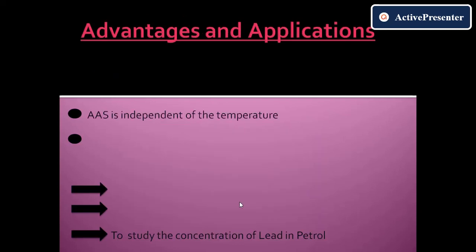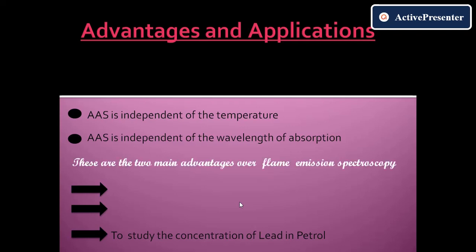Next are the advantages and applications. First, atomic absorption spectroscopy is independent of temperature. The main advantage is that it is independent of temperature, so it is very reliable for any element. Next, atomic absorption spectroscopy is independent of the wavelength of absorption, as we know that there is no involvement of a wavelength term in the principle.